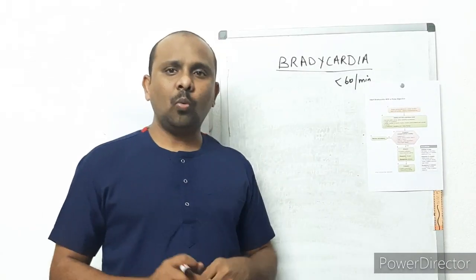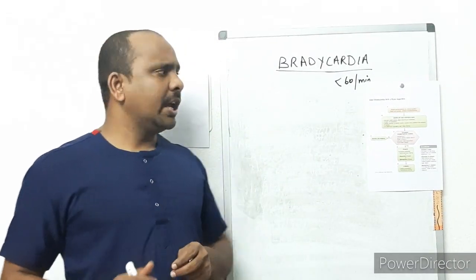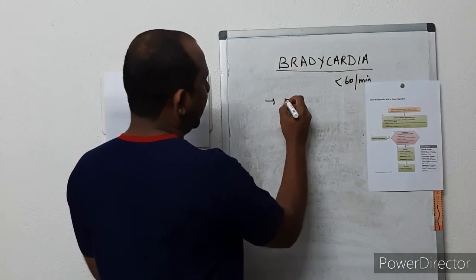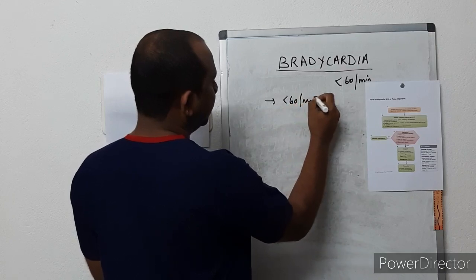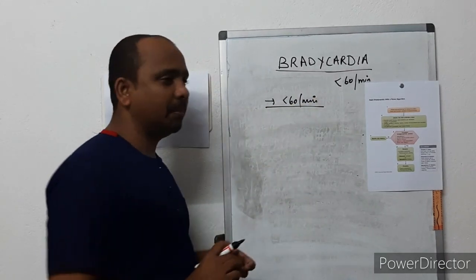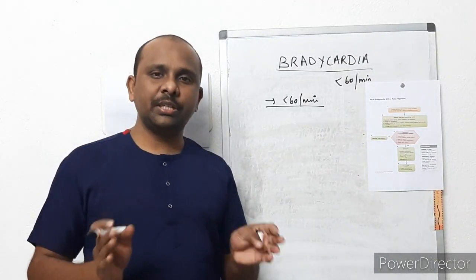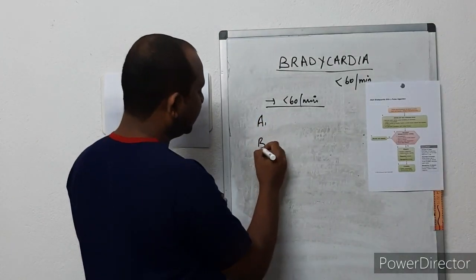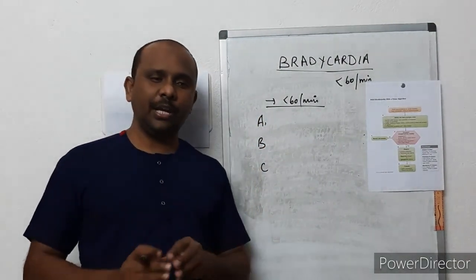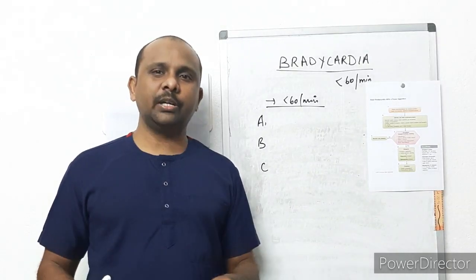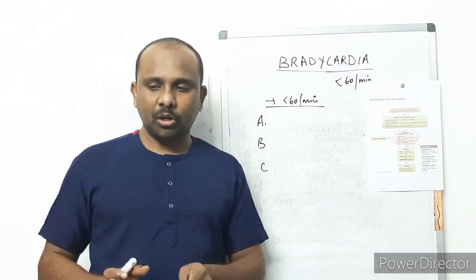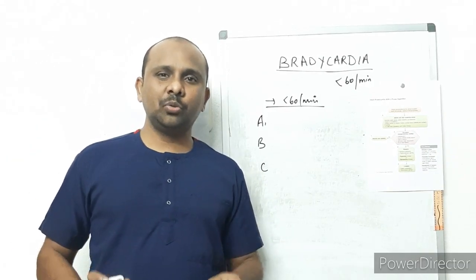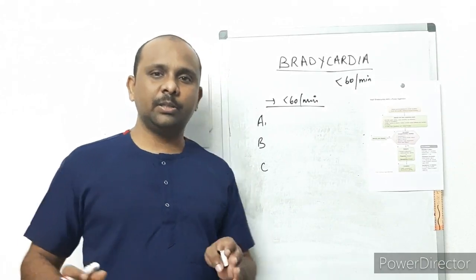Algorithmic approach. What does this algorithmic approach mean? Any patient comes to you with a heart rate less than 60 per minute, right? Our primary job is to see the ABC, to assess the airway. This is the general approach for any patient coming to the emergency department or critical care department. In the primary survey, you assess whether he is stable or not. You will do this for any case, not only for bradycardia.